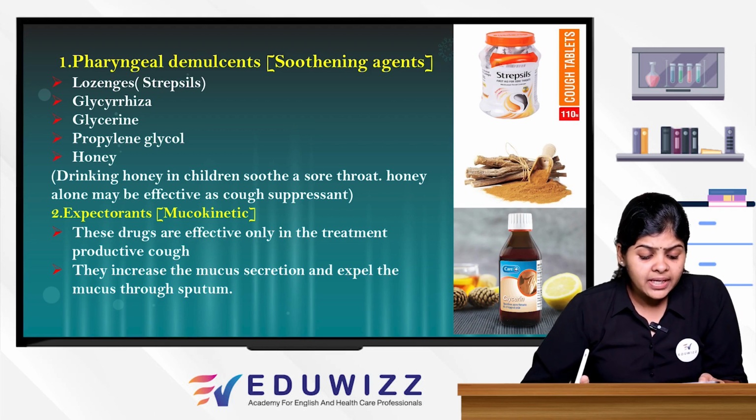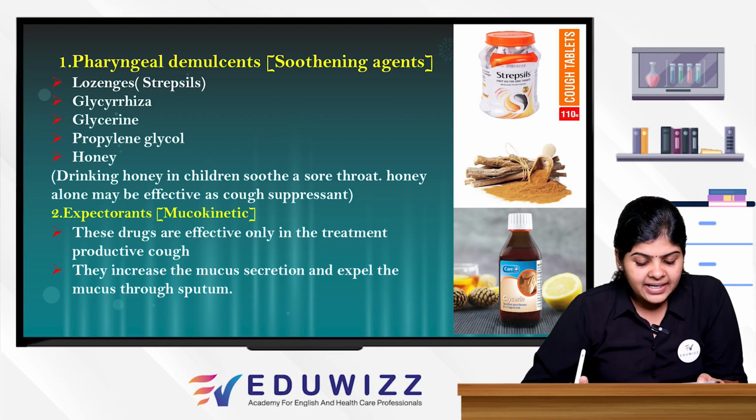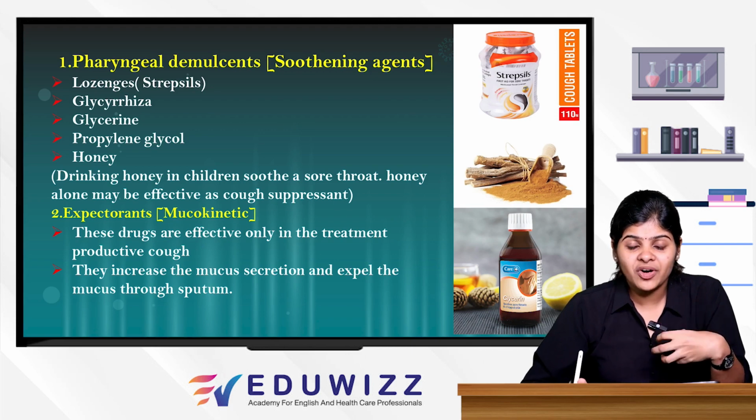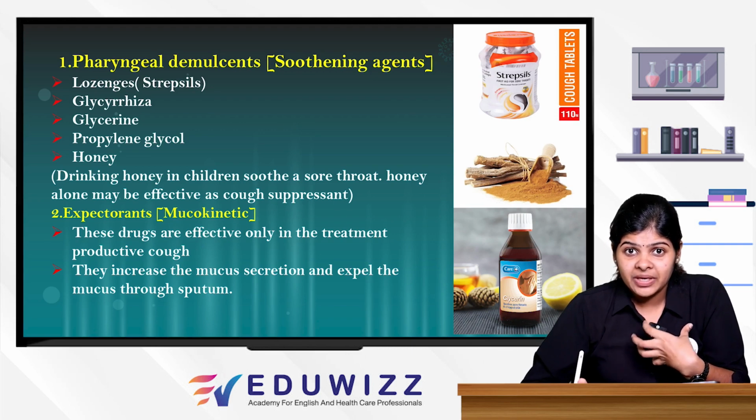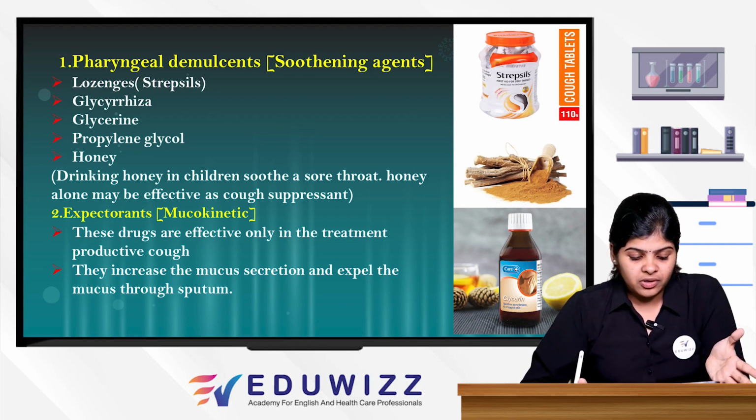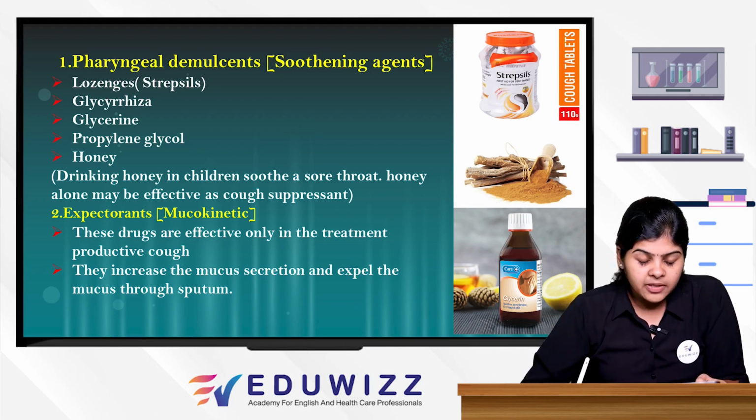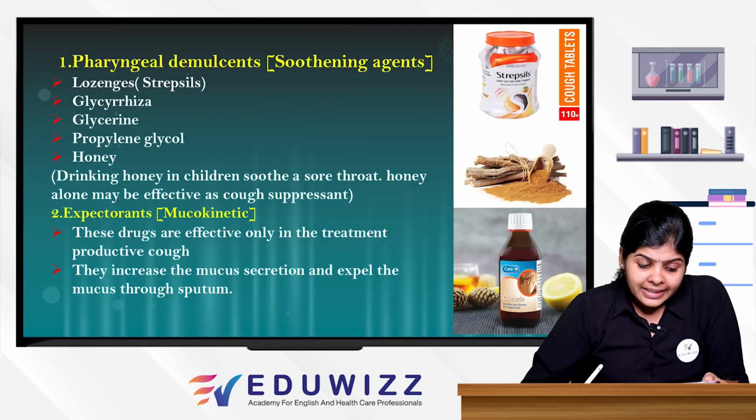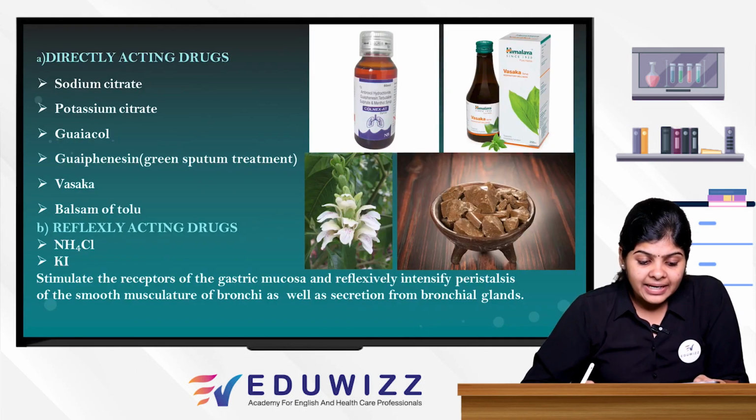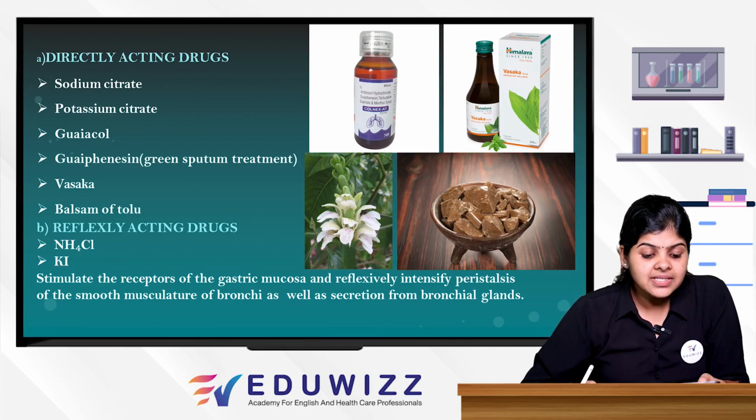The second is expectorants, that is mucokinetic agents. These drugs are effective only in the treatment of productive cough, meaning a sputum-producing cough. If there is a productive cough, we give an expectorant, which expels the sputum. They increase mucus secretion and expel the mucus through the sputum. Expectorants are divided into directly acting drugs and reflexly acting drugs. Directly acting drugs are sodium citrate, potassium citrate, guaiacol and guaifenesin, vasaka, and balsam of Tolu.